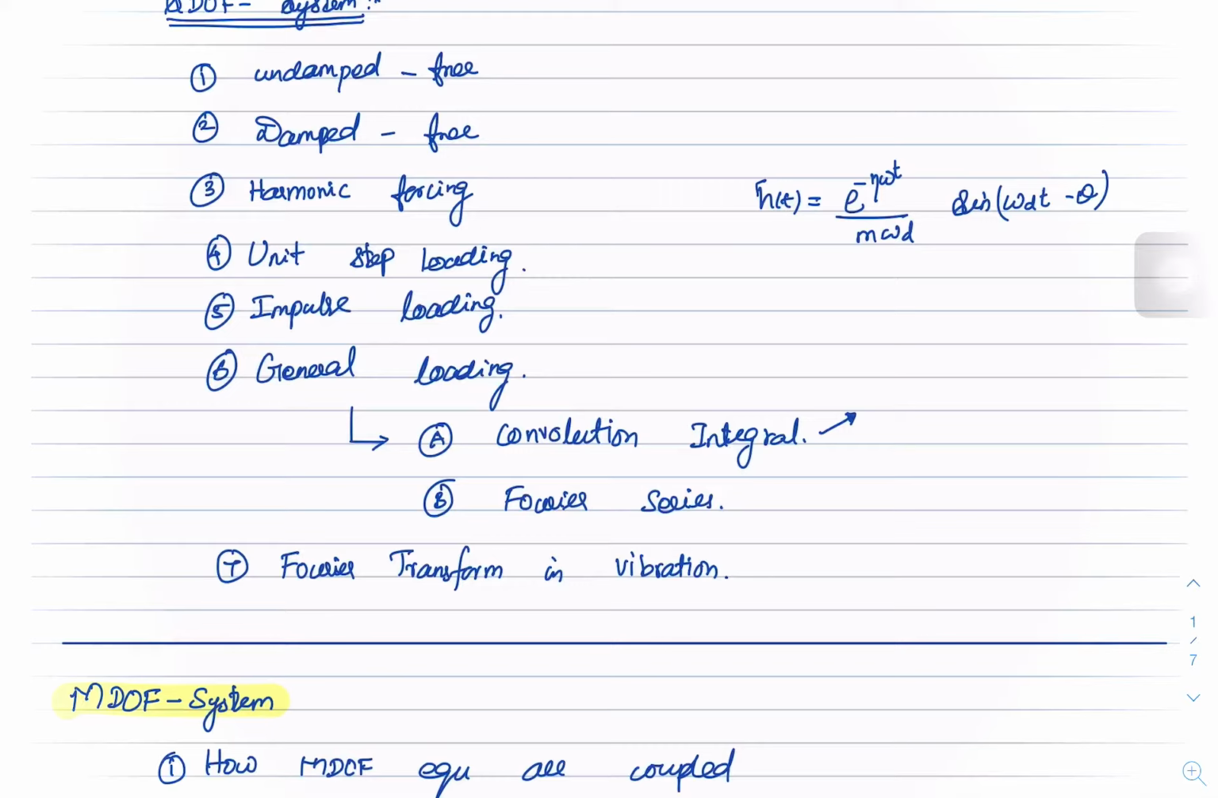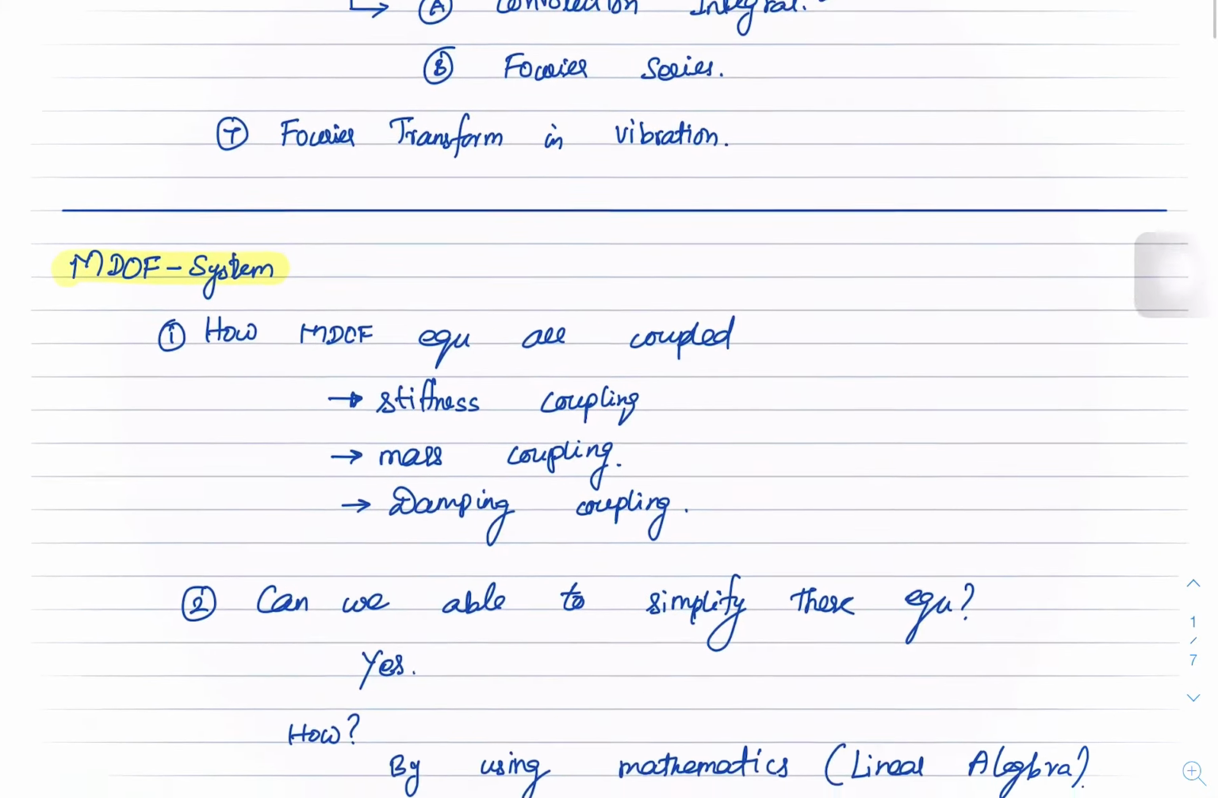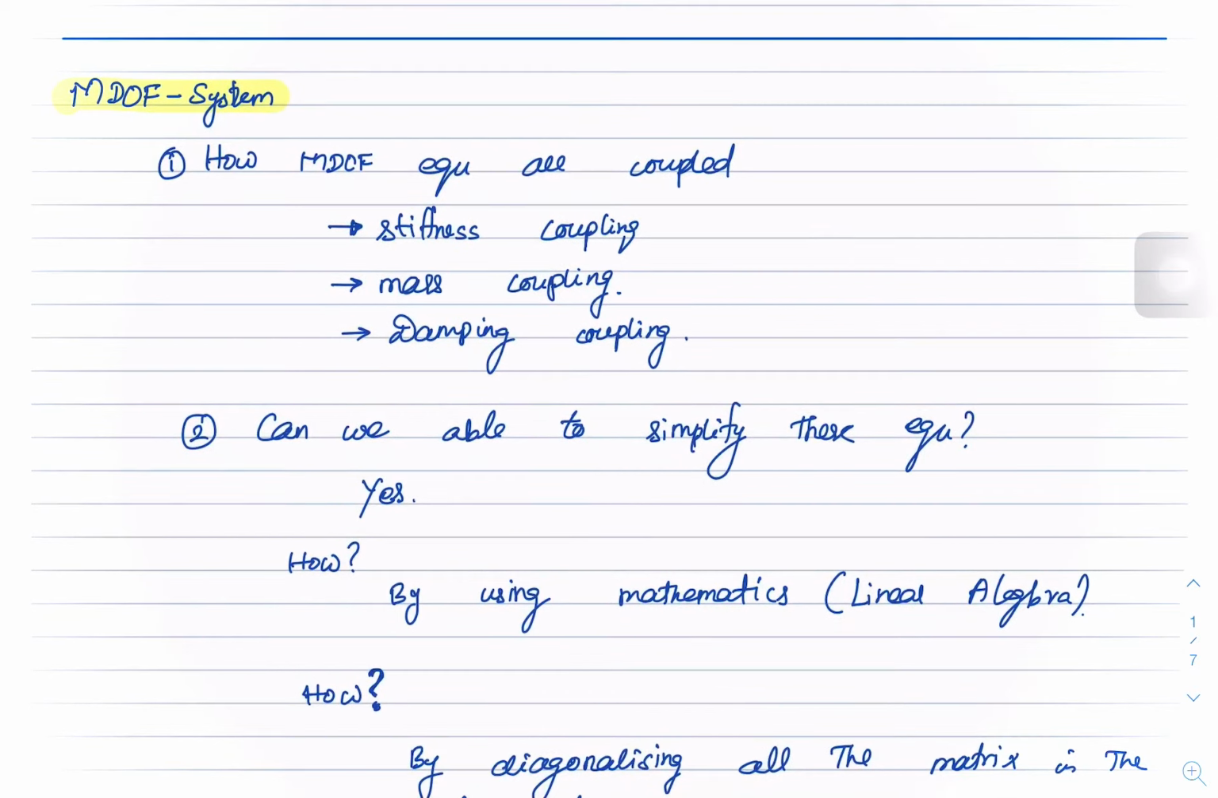So what are we going to study? We are going to study only how to convert multi-degree of freedom system into single degree of freedom system. In order to do that, we need to know certain characteristics of multi-degree of freedom system. One of those things is the coupling. So let's see how multi-degree of freedom systems are coupled. There are three couplings: stiffness, mass, and damping couplings.